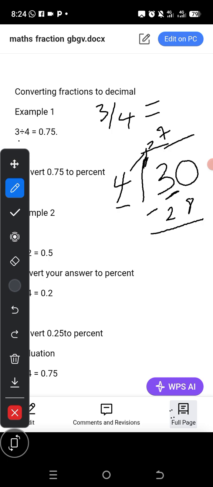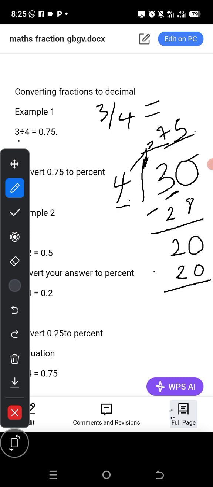When we subtract 28 from 30, we have 2. Since we are still getting a remainder, we'll continue until we subtract and we get 0. So you say 4 divided by 2. 4 cannot divide 2, 4 is bigger than 2. So we do the same thing we did the first time. You add 0 to it to make it 20. So 4 divided by 20, 4 can go in 5 times. So you write your 5 here. Then you say 4 multiplied by 5, that's 20. So you write your 20 here.